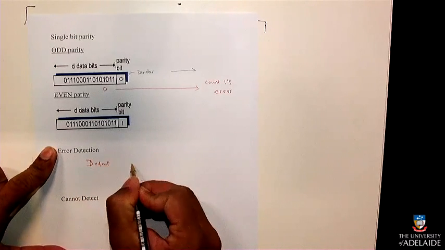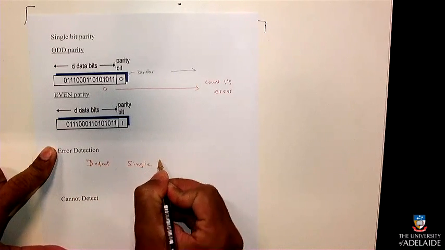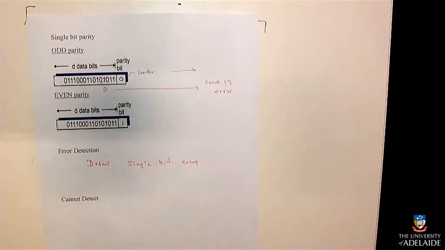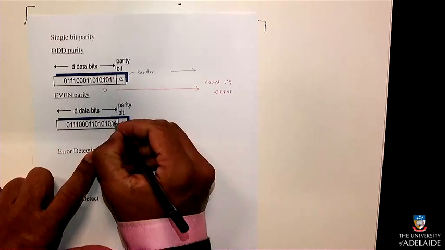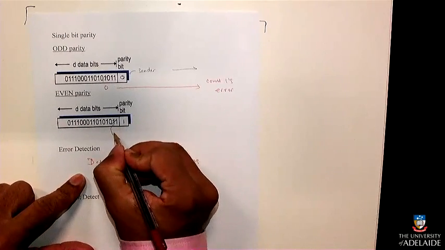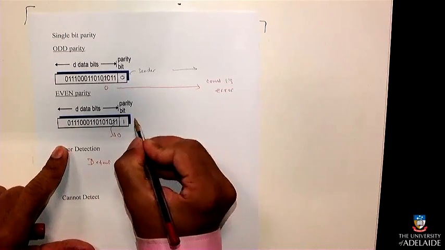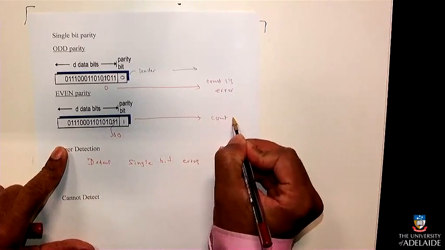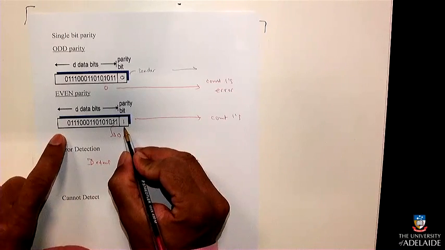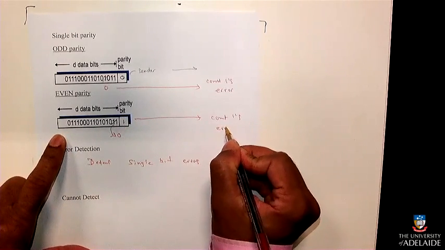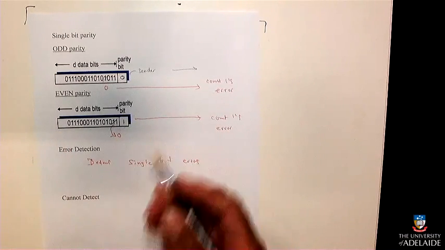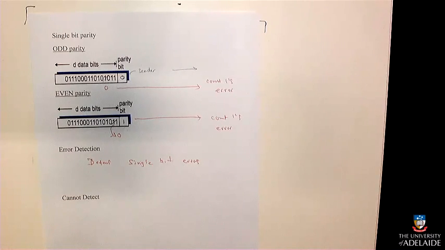So we can detect single bit errors. If you're not convinced, let's in this case take a 1. What happens if this bit gets flipped during transmission? If you count the ones here, now you'll end up with 9. That means it's an error, because what you have is an odd number of ones. So convince yourself that you can detect a single bit error.